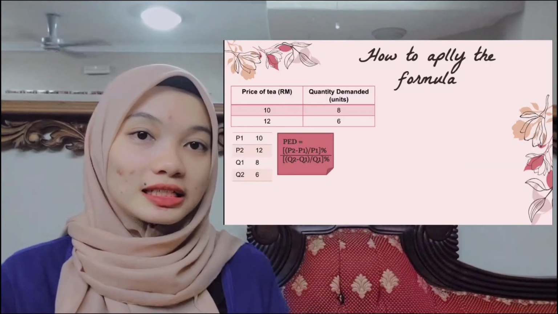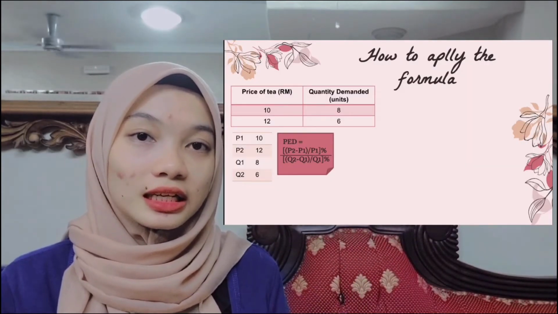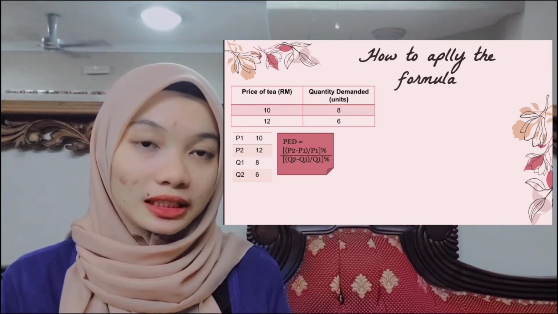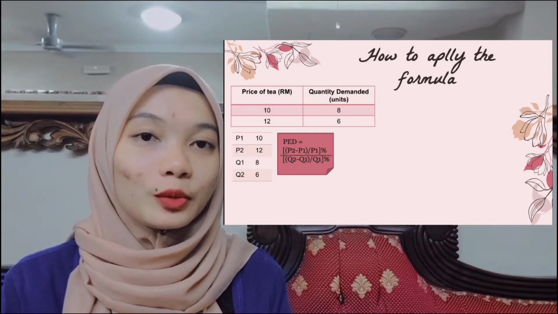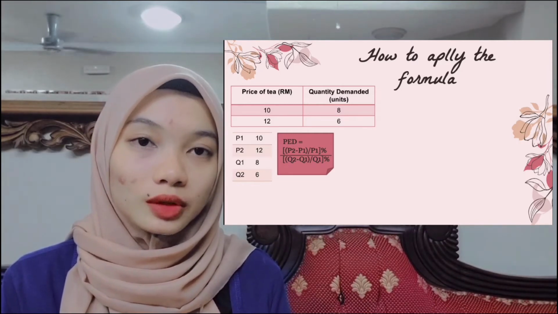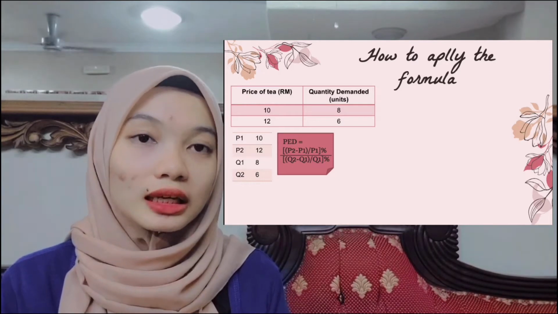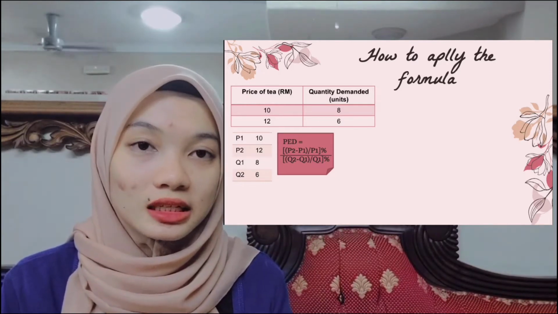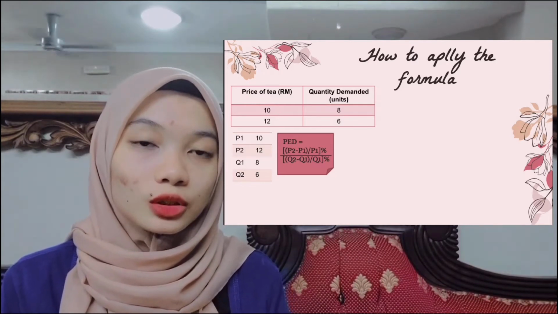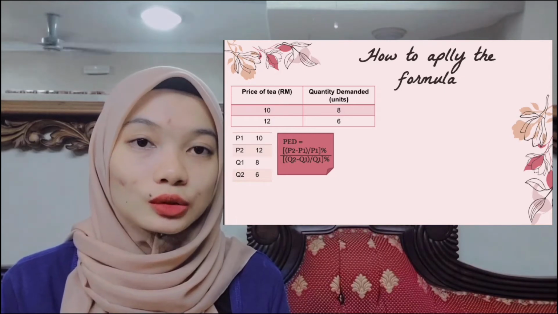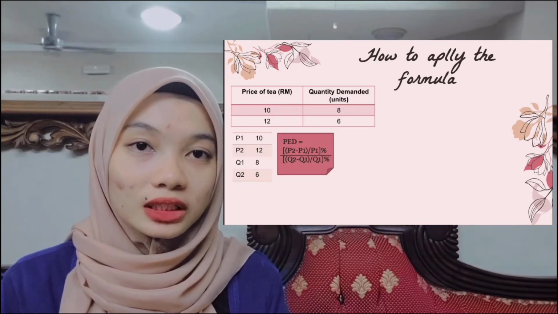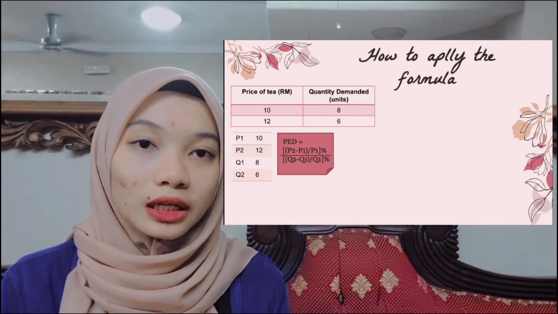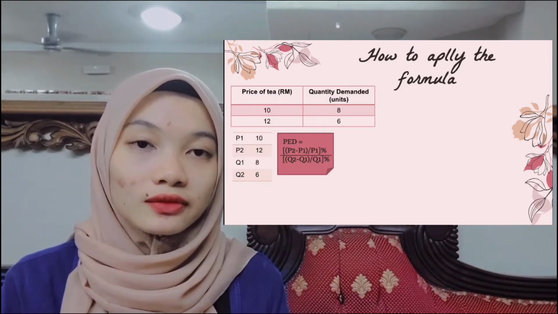How to apply this formula? So we got a table here that states price of the tea, 10 and 12, and quantity demanded 8 and 6. So P1 will be 10, P2 will be 12, Q1 will be 8 and Q2 will be 6. So the formula we will use: PED equals P2 minus P1 divided by P1, divided by Q2 minus Q1 divided by Q1.